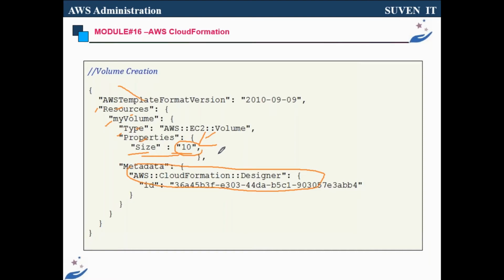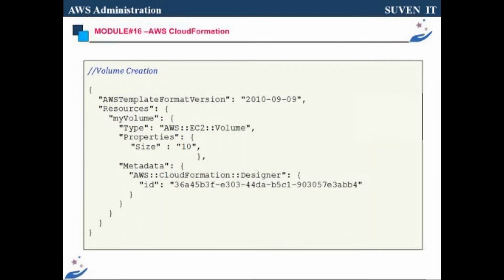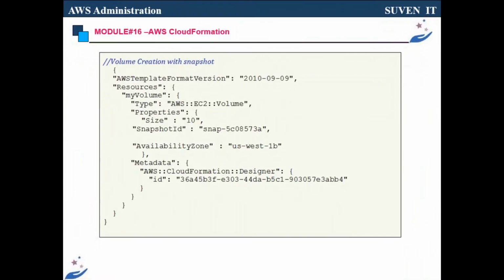But I don't want 10 GB always. I want some input parameter. It should ask for an input parameter. Then the parameter component comes into the picture. It will ask you how much size you want. Then it will take that size and create the volume based on the input you are passing.